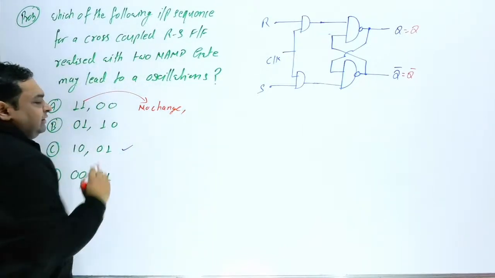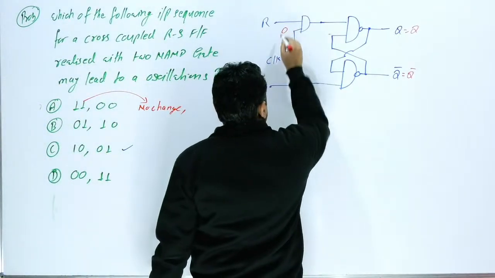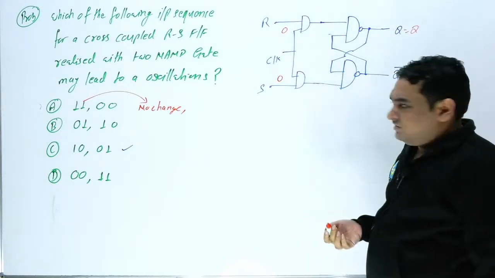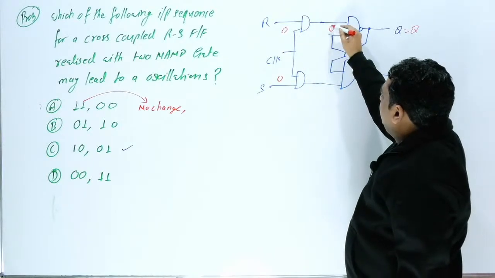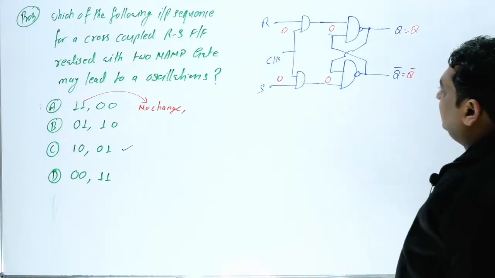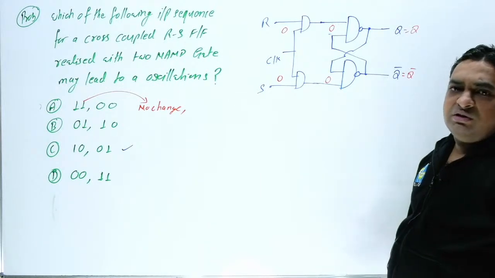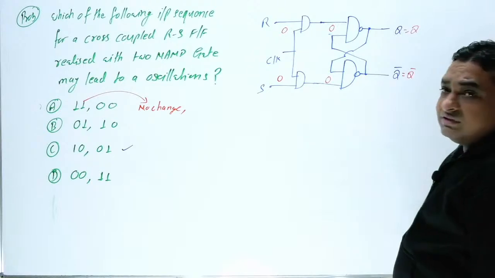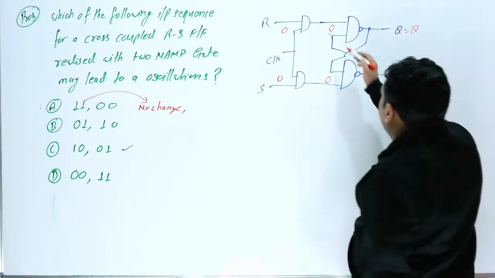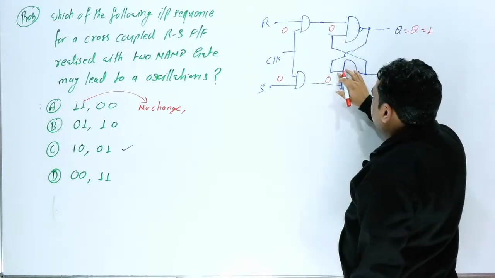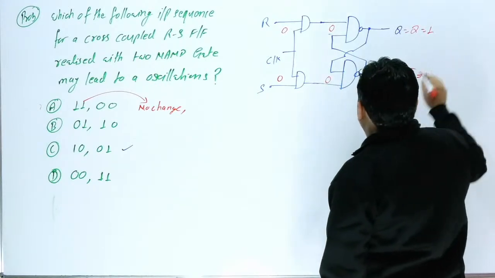Then suddenly you apply 0 0. Suppose this is no change, and this is Q bar, which can be 1 or 0. Now if you apply 0 0 and provide the clock, then what will happen? If this is 0 0, then 0 dot anything is 0, and 0 bar is 1; here too 0 dot anything is 0, and 0 bar is 1. So both are 1 1.